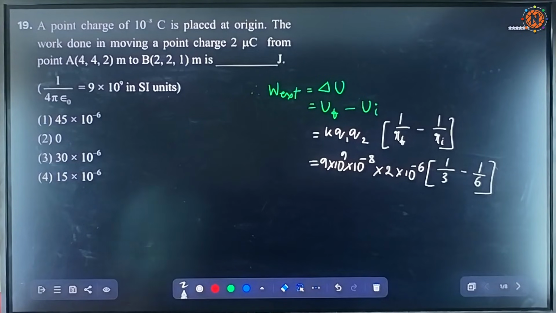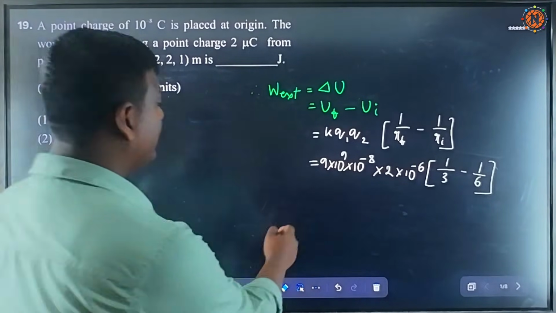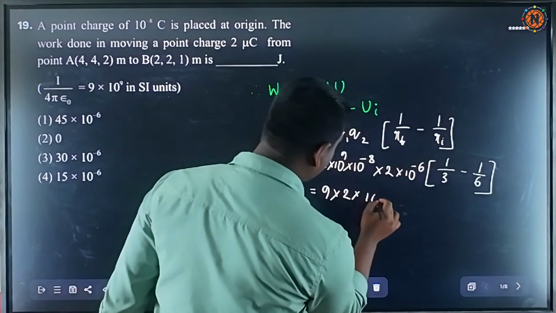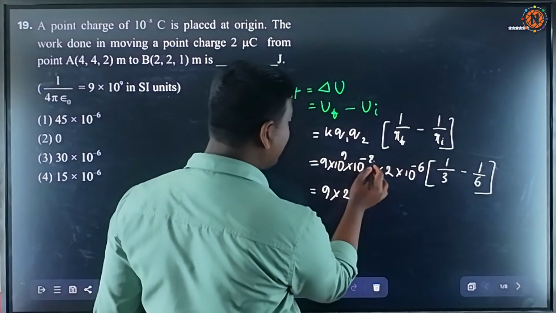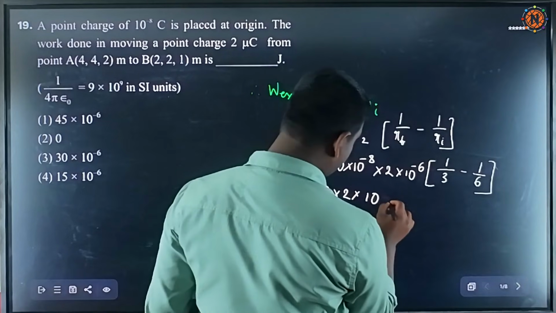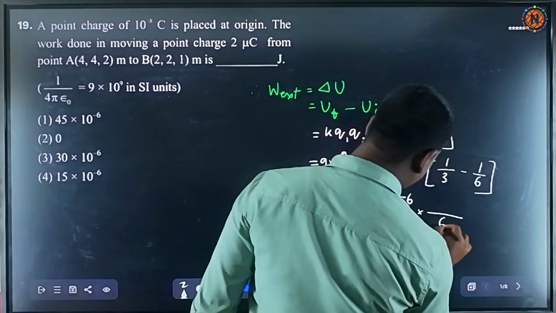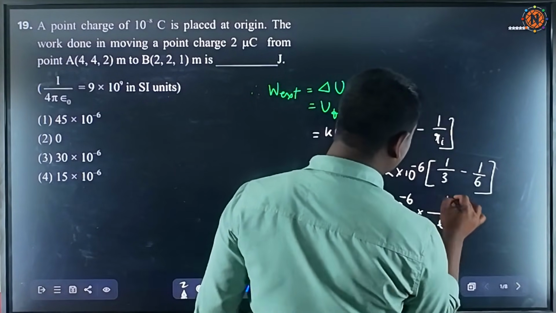Okay, let's continue this question. So this will be 9 into 2 into 10 to the power how much? 9 minus... it will be plus 1. So this will be 10 into 10 to the power minus 6. And if you take the LCM as 6, so this will be 2 minus 1, that will be 1.